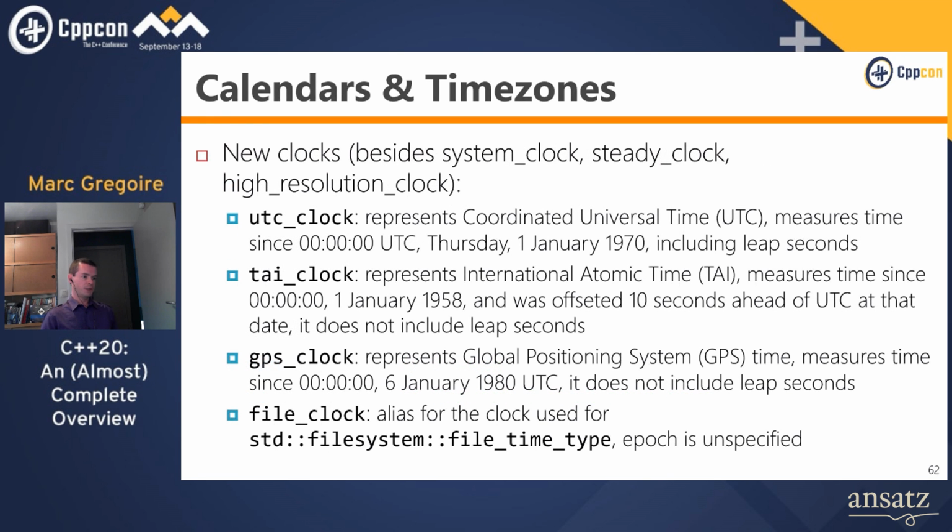Besides the system clock, static clock, and high resolution clock that were already in the original Chrono library, we have 4 additional clocks now. They are very specific. They have very specific behavior. I'm not going in all the details here, but it's just so you know that there are additional clocks in case you ever need them.